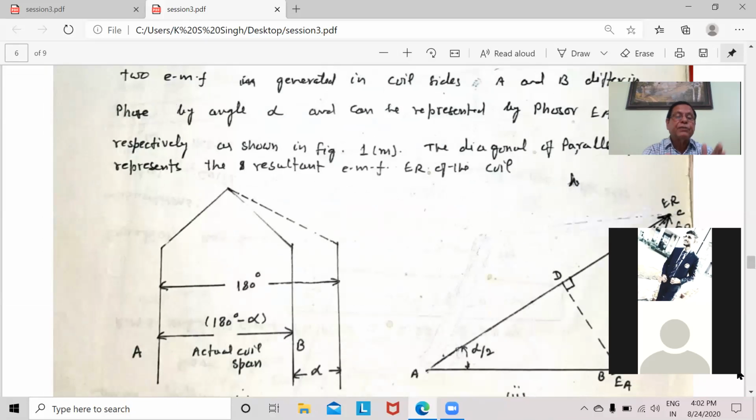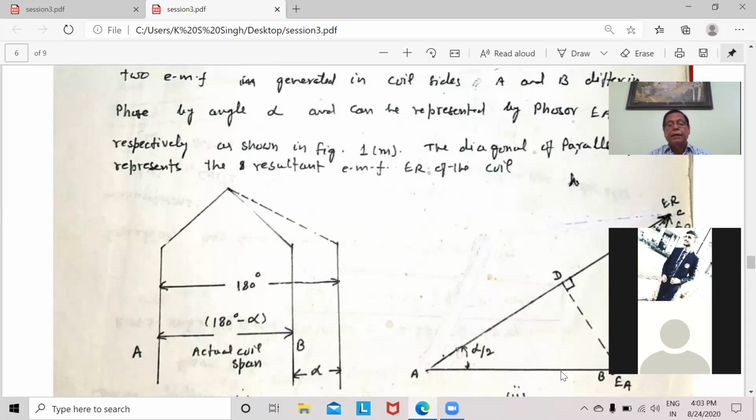If you take the short pitch winding, the voltage induced in coil A is equal to the voltage induced in coil B, but there is a phase difference. The resultant will be obtained. There will be a phase difference between the two. That is, the voltage induced in coil A is EA and the voltage induced in the other coil is EB, and the phase difference between the two is alpha. So the resultant AC you will obtain with the phasor sum of EA plus EB.